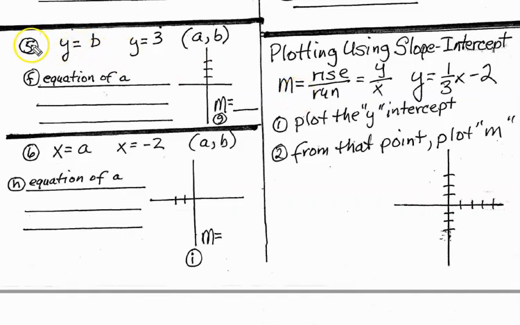Now, items 5 and 6, here we have y equals b, and an example, y equals 3. Well, sometimes the ordered pair can be listed as a, comma, b, which is, in a sense, x, comma, y. So the x would be the a, and the y would be the b. So here we're saying y equals b. Well, this is a special kind of equation. When it's in this form, this is an equation of a horizontal line.